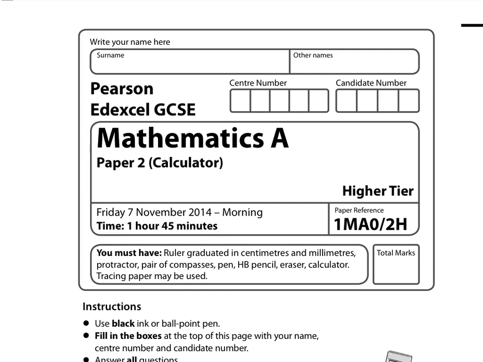So this is the November 2014 paper. I'll have to write this on here for you all. Maybe try it first, or some of the questions first at least, and then have a look at what I'm saying. So good luck with this paper anyway.